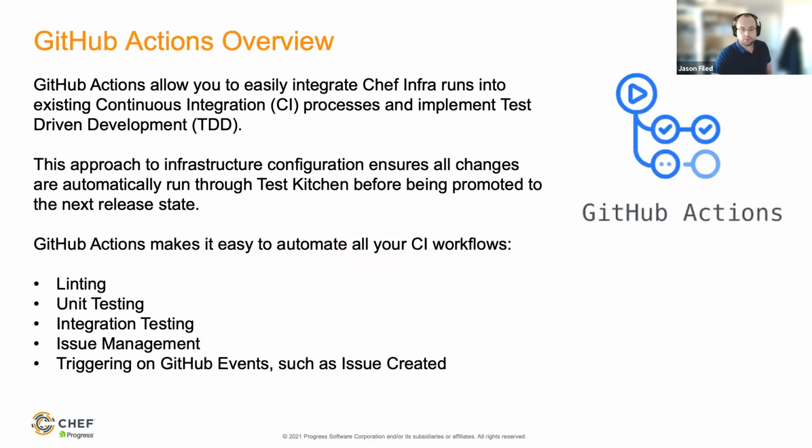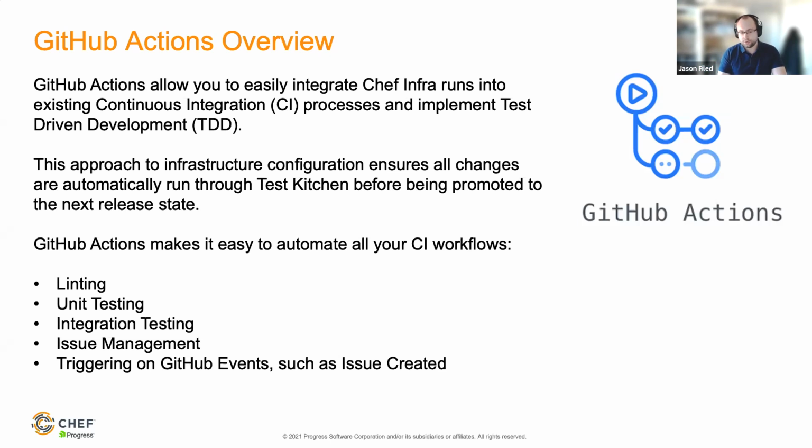So what is GitHub Actions? As an overview, GitHub Actions is a CI system tightly coupled into GitHub, and it's just a nice way of doing CI pipelines as code. It makes it easy to automate your CI workflows. So we do things in Sous Chefs around linting, unit testing, integration, and it also enables you to act upon any event that GitHub can fire.